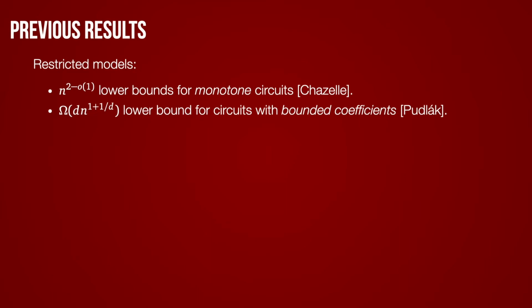Another model, which is very natural, is the model of circuits with bounded coefficients. So now again, let's assume we are computing over the real numbers or over the complex numbers, and the circuit is only allowed to use coefficients with absolute value at most 1, or some other constant. So for this model, Pudlak proved lower bounds of omega d times n to the 1 plus 1 over d, and you can see that for any constant d, this is much better than the lower bounds we can prove for general circuits.